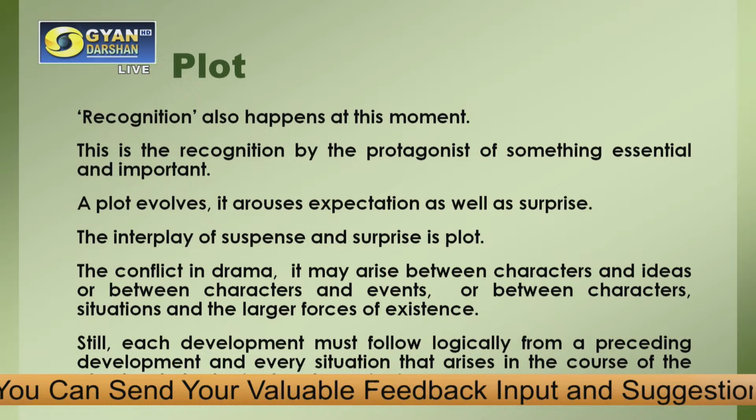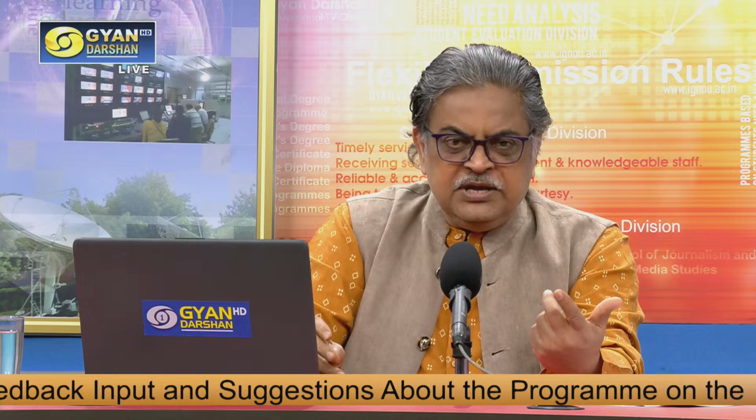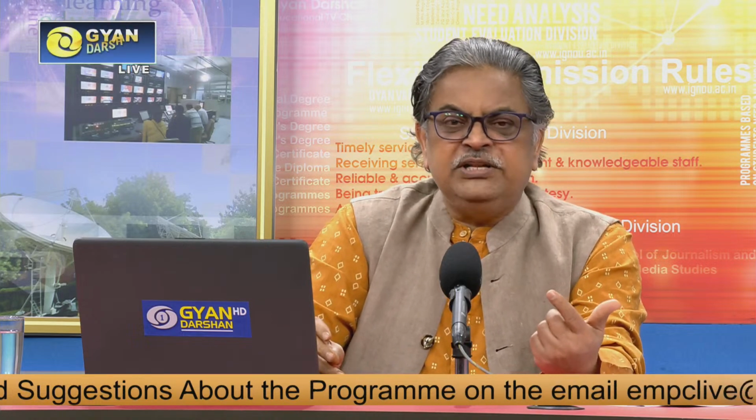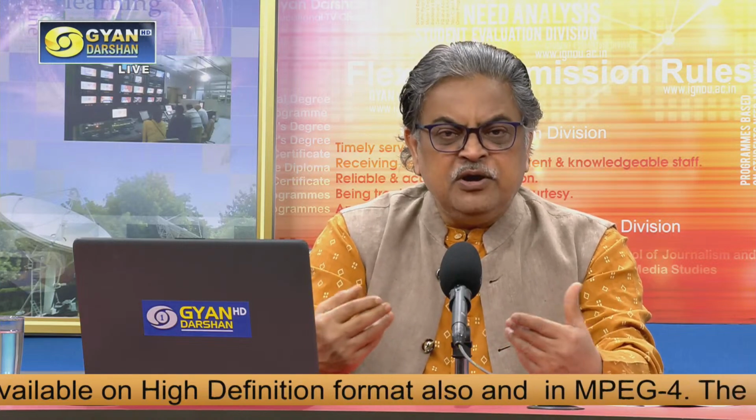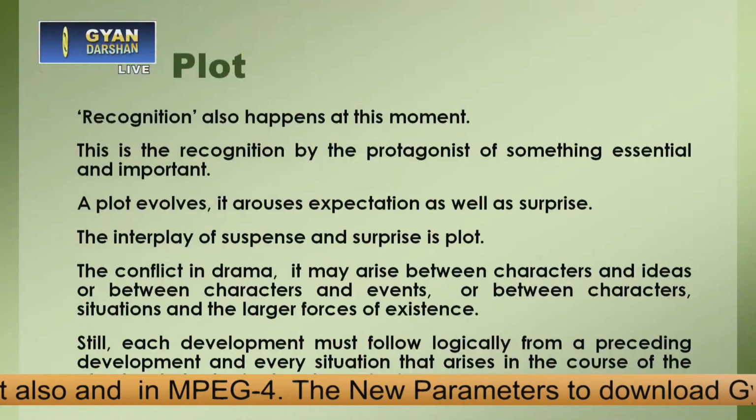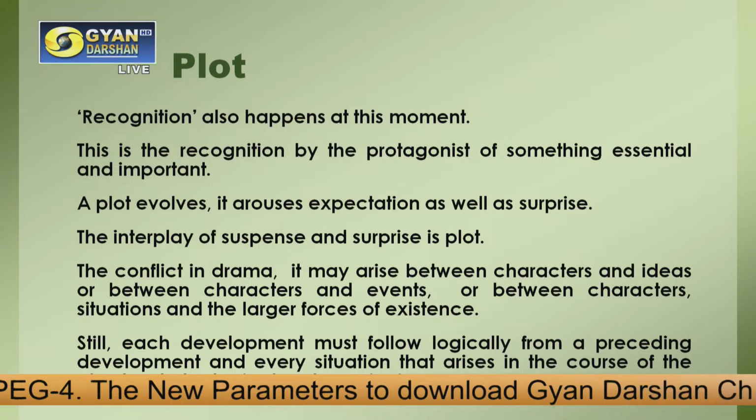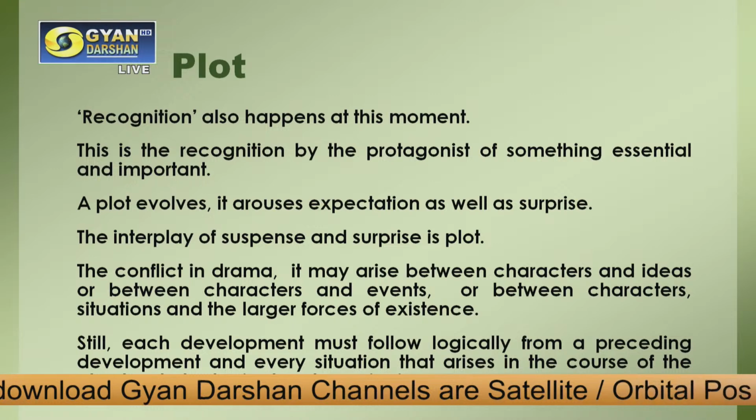What is a conflict? Conflict is nothing but a difference of opinion. A difference of opinion between two people, the hero and the villain, usually called the antagonist and the protagonist, and there can be a conflict between two thoughts, between two countries, between two ideologies. This will be reflected in the form of a play when it comes to the conflict of the play. Still, such development must follow logically from a preceding development, and every situation that arises in the course of the play has to be logical and convincing.